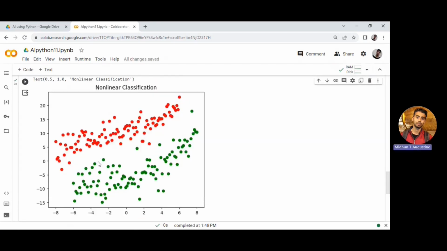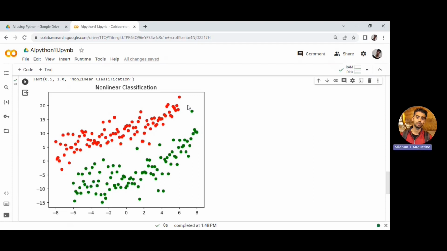Here we can see that the data points corresponding to these two classes are closer, and we cannot separate them by using a line. This means the data is not linearly separable, and we need to use a curve for separating these two classes. In other words, here we need to use nonlinear classification.